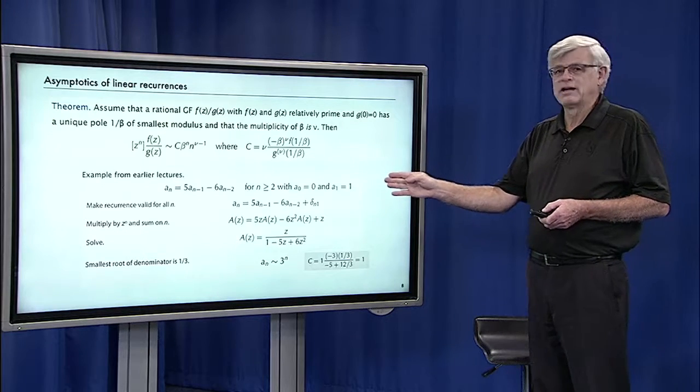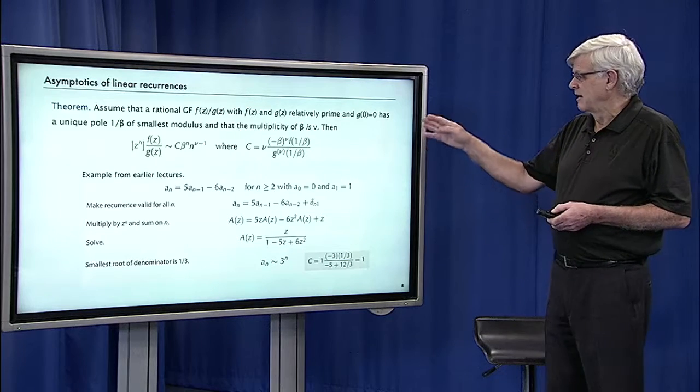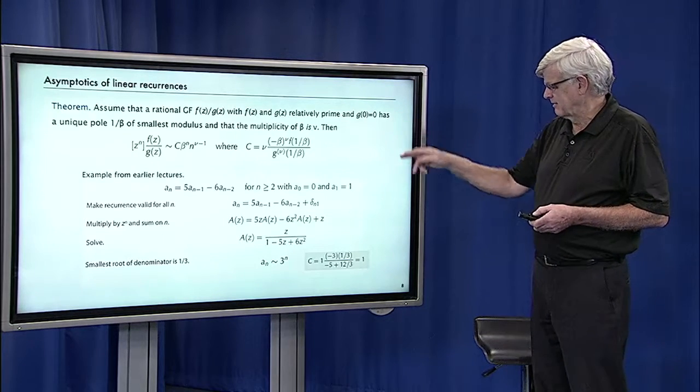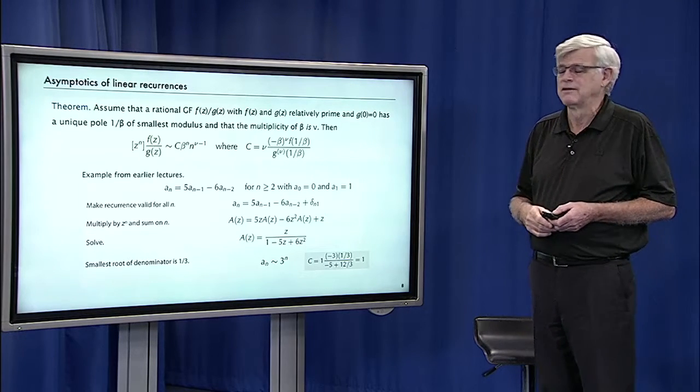The smallest root of the denominator is 1/3, so it's going to be asymptotic to 3 to the n. And then we go ahead and calculate the constant. And if you plug in the values for the constant in that formula, you just get 1.